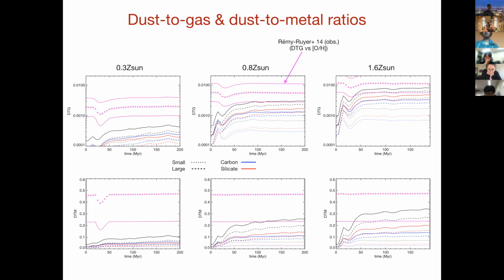Okay. So now this is the dust to gas and dust to metal ratio as a function of time for 3 different initial gas metallicities.